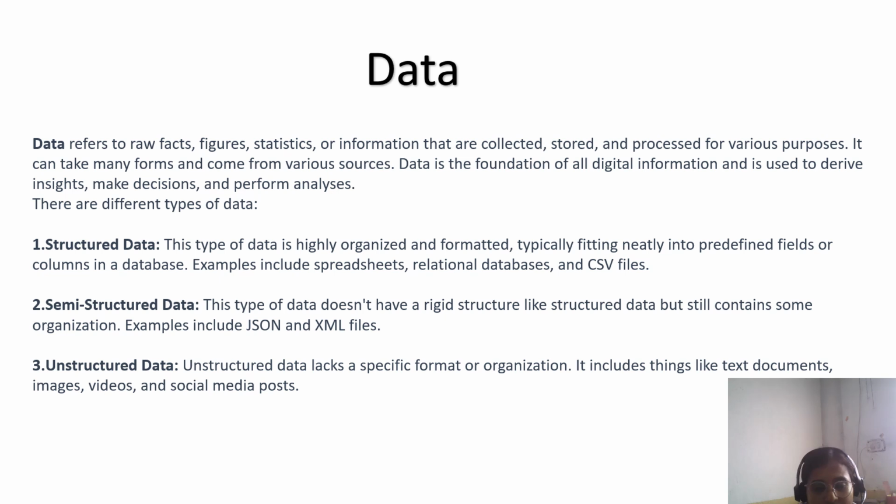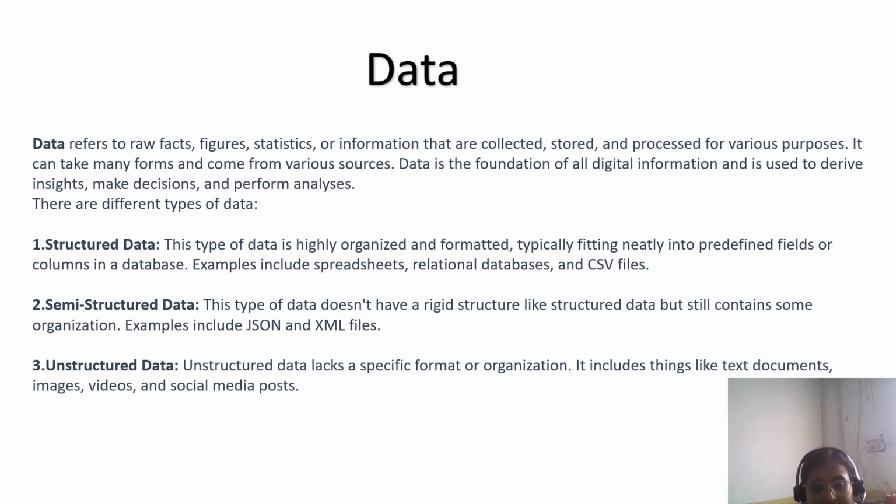And then next one is semi-structured data. This type of data doesn't have a rigid structure like structured data, but it will still contain some organization, some organized data form. JSON files and XML files are examples of semi-structured data.